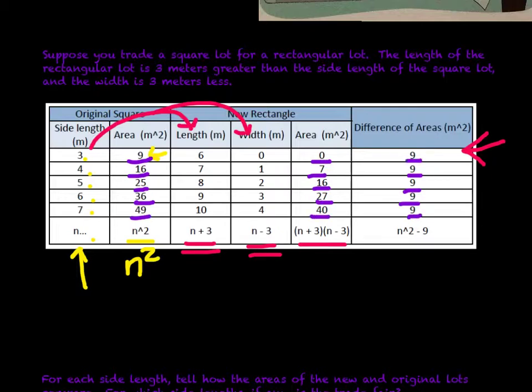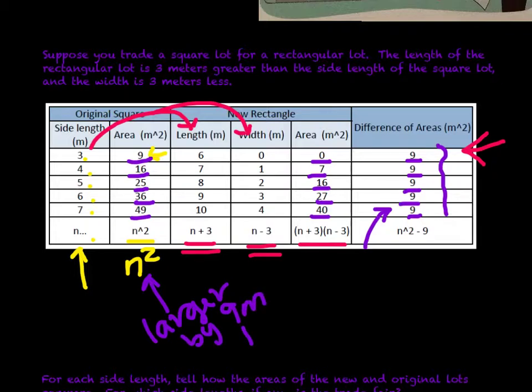So that, based on our table, is really an interesting pattern. The difference between one lot versus the other lot, even though you were trading the same amount per side, we were ending up getting a difference of 9 meters squared. So the area of the square lot was larger by 9 meters squared than that of the rectangular lot. And one way to be sure of this is looking at this generalized equation.